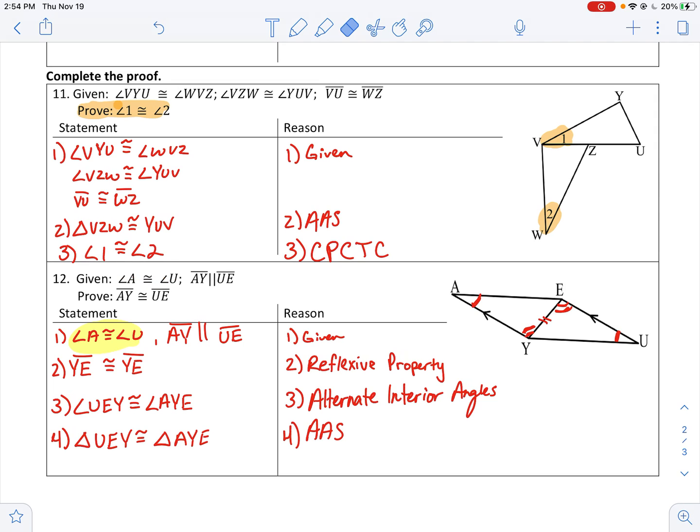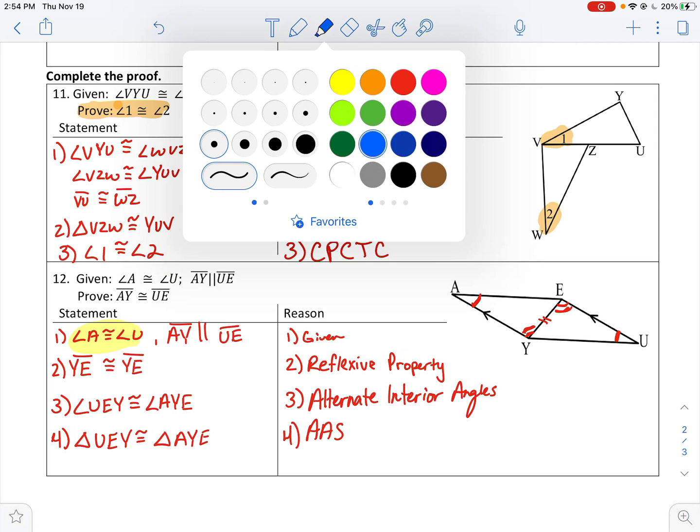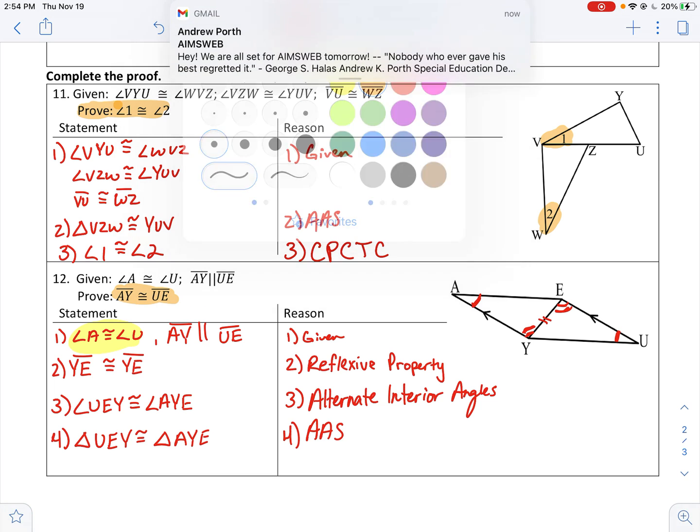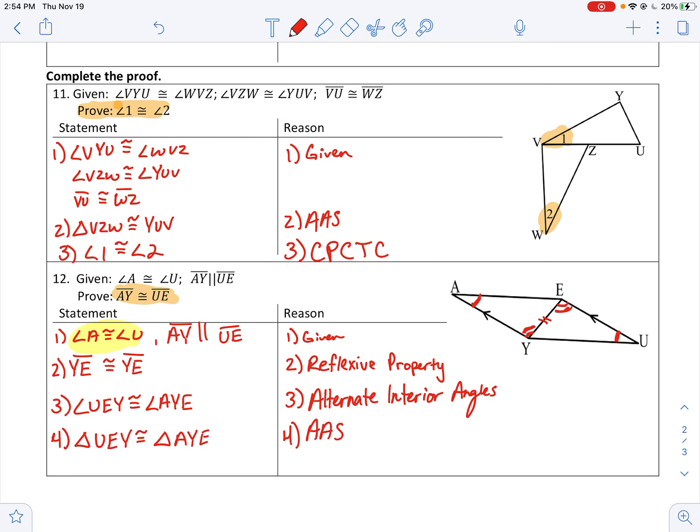Let me check, make sure I'm done. What do I want to prove here? I wanted to prove that those two sides were congruent. All right, so if I want to prove that those two sides are congruent, let me just copy that down. They want me to prove AY and UE are congruent. So this must be a CPCTC proof.